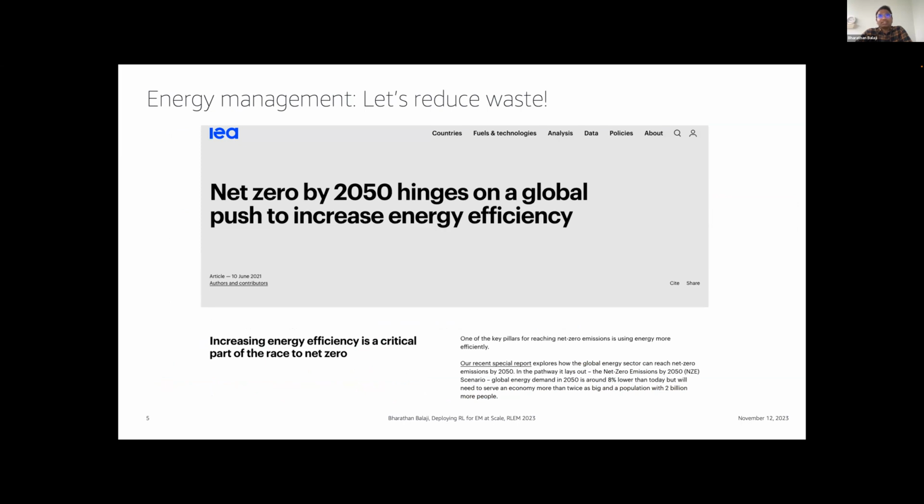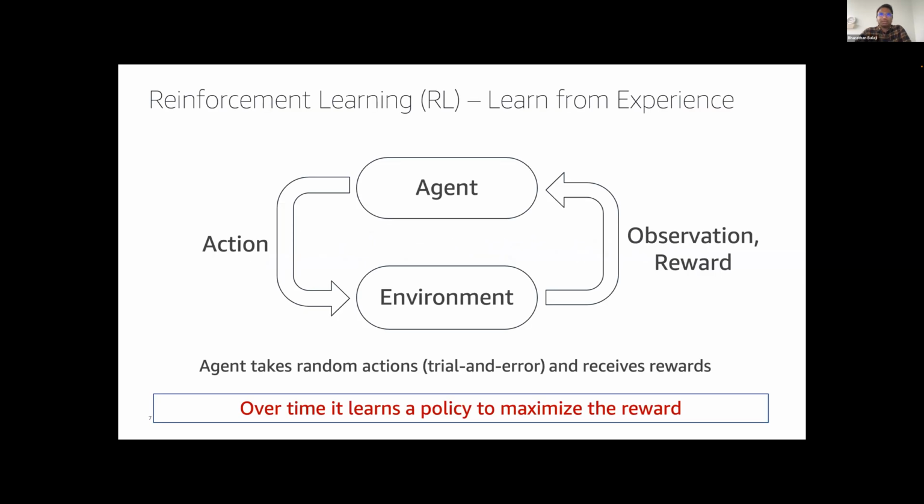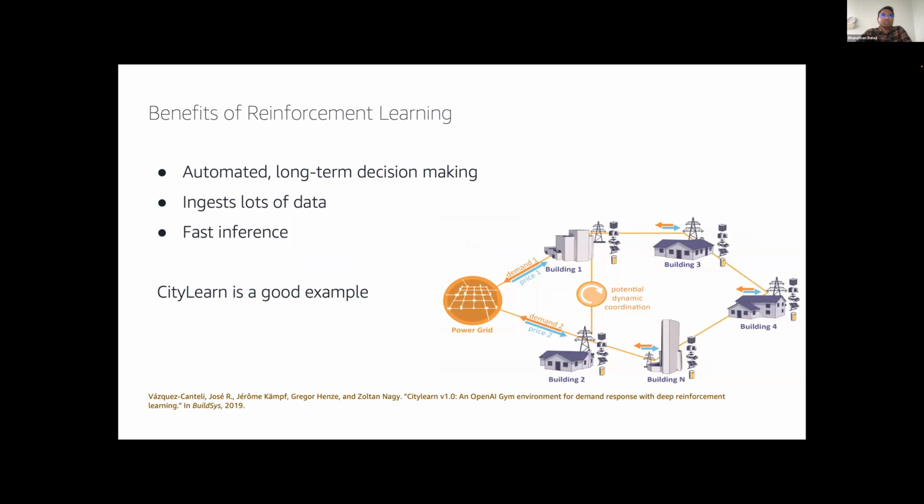So energy management is the solution to that problem, and reinforcement learning could be a good fit here. But why is it a good fit? As most of you probably know about RL, it's a form of machine learning where an agent interacts with an environment and through trial and error learns the sequence of actions that maximizes the long-term reward. And if we use this for energy management, it can learn to do long-term decision-making in an automated manner by repeated interaction with buildings and the grid. CityLearn is a great example where the buildings are being optimized not only individually, but together with the grid for the overall energy management. RL can take in lots of data.